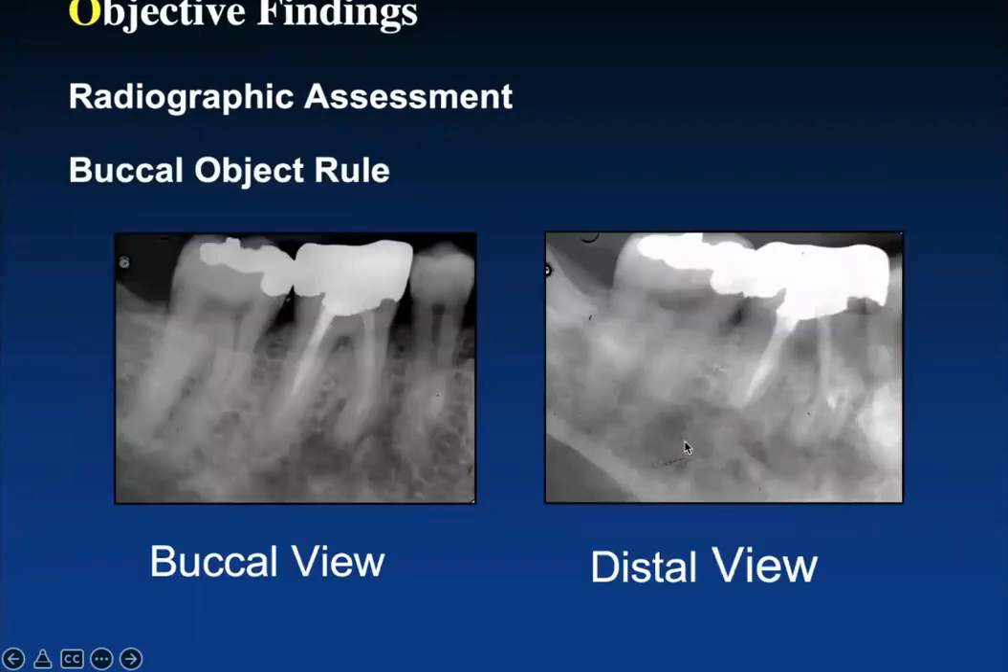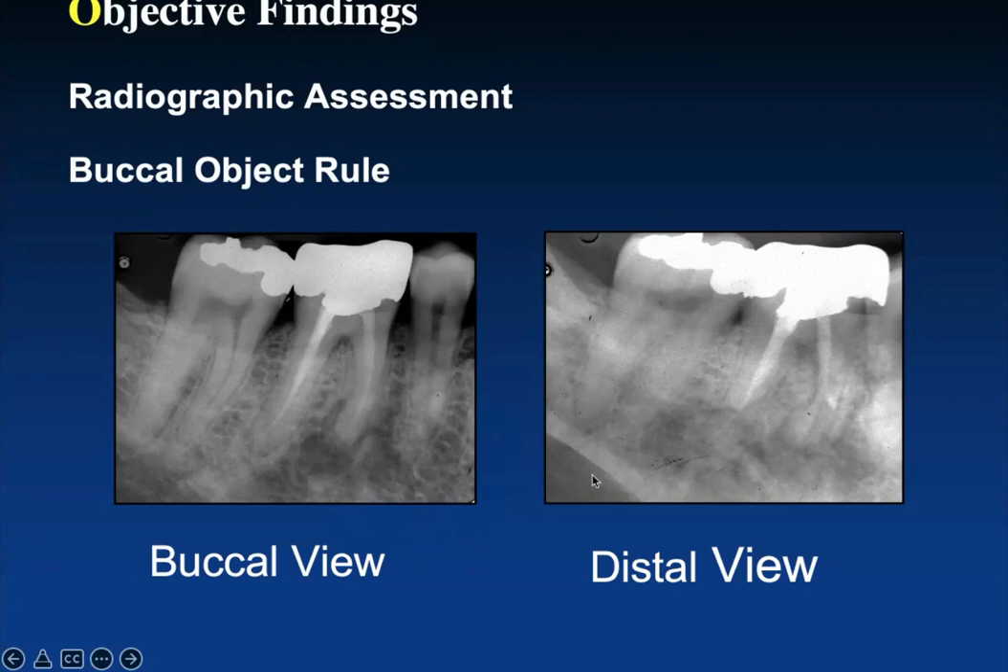Now, radiographic assessment. The buccal object rule, we all know: same lingual, opposite buccal. So on the left side, you see an X-ray taken from the buccal straight view. This tooth was root canal treated 4 years ago. The patient came back complaining of symptoms on the 4/6, and we can see the periapical infection on the X-ray. It shows that the root canal was filled all the way till the end.